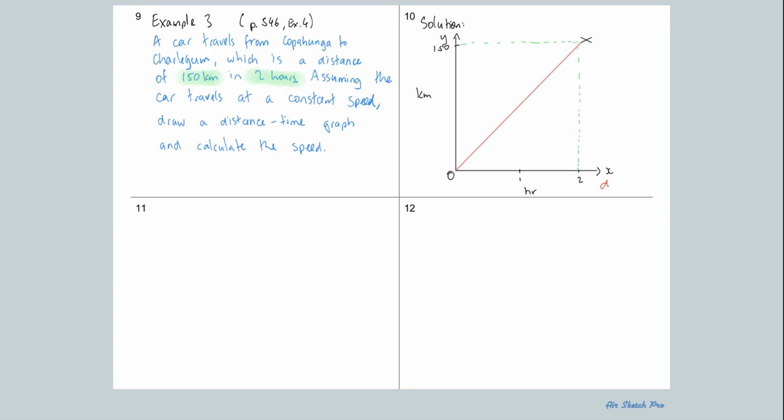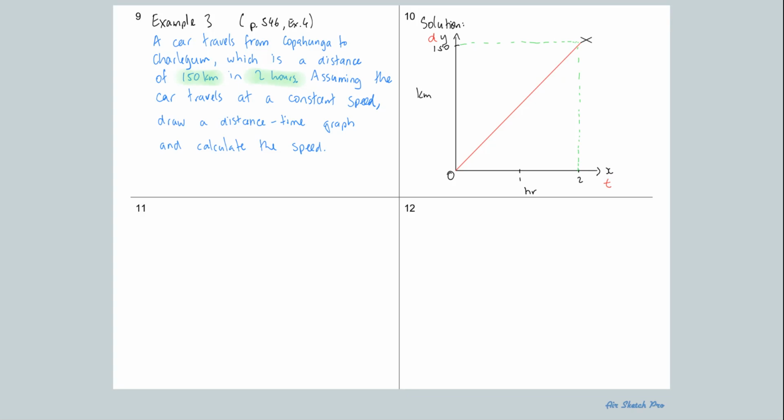I'll just start that one again. Sorry, that is of course round the wrong way. This is T and this is D, and distance is dependent on time. Okay, so either way would be absolutely fine. I'm just going to go down to slide 11 here to finish off because we're asked to calculate the speed.